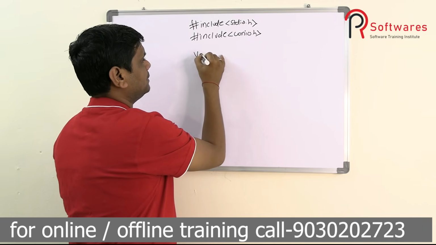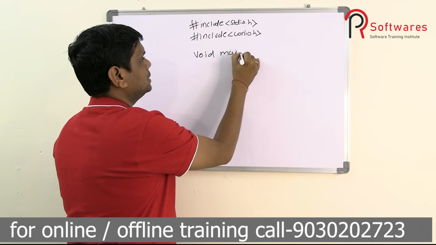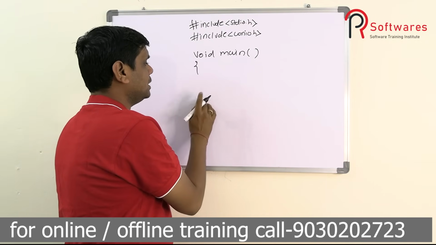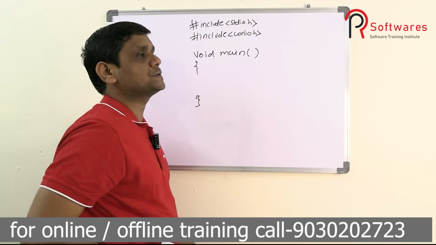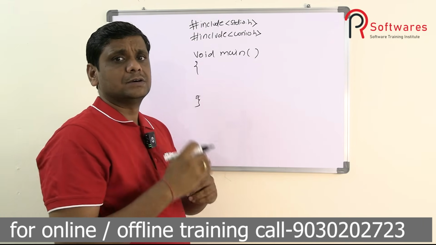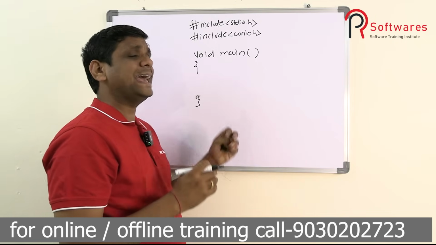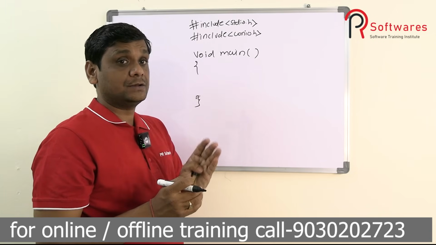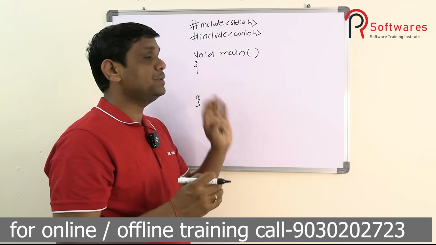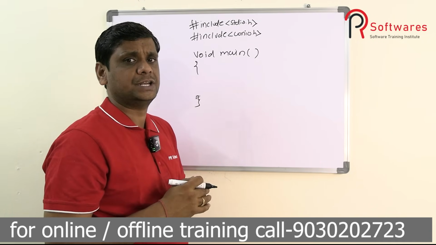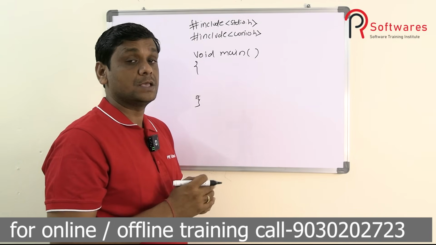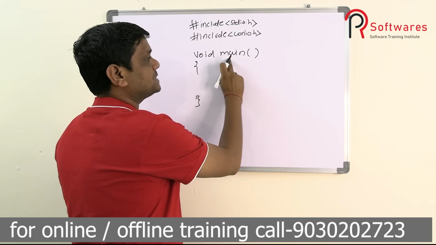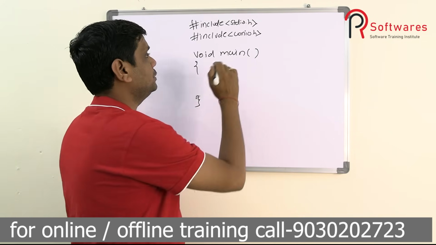Then we should write void main. Here, this is called a function. The question asked in interviews is: can we write a C language program with any function name? Can we write a C program without main, meaning instead of main, can I write any other function name? The answer is yes, you can write, but you cannot execute. That is very important. If you want to see the output, then the main function is compulsory. I will show you when we go to the practical.